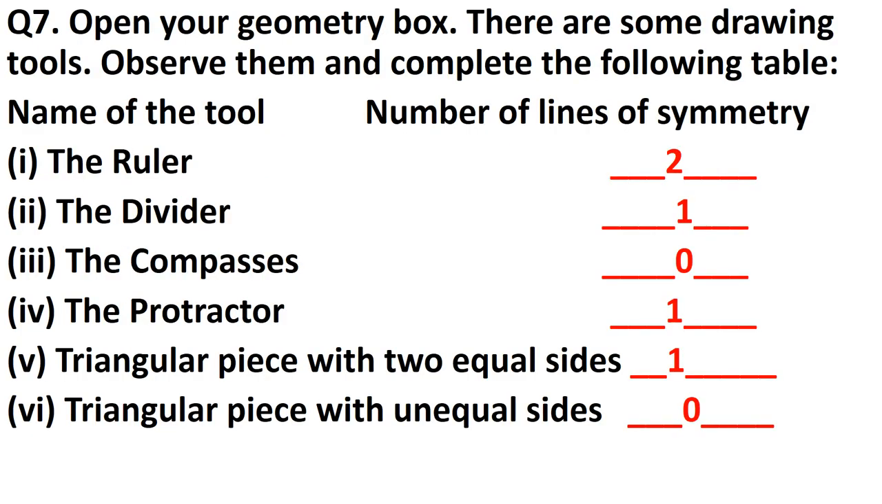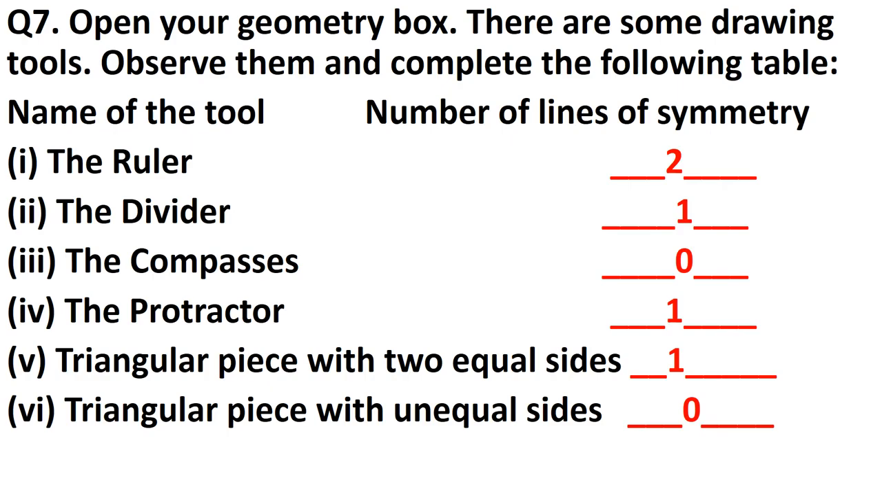Open your geometry box. There are some drawing tools. Observe them and complete the following table. The first tool is the ruler. How many lines of symmetry does a ruler have? A ruler has two lines of symmetry as it is in the shape of a rectangle. Divider. Divider has one line of symmetry. Compass. Compass has no line of symmetry. It has 0 lines of symmetry.